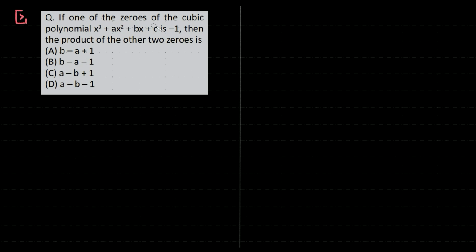If one of the zeros of the cubic polynomial, this particular expression, is -1. So one of the zeros is given to be -1. Then the product of the other two zeros is? So let's look into what is given. If one of the zeros is -1, we are looking at the product of the other two zeros is equal to what? Okay, so that's the question.